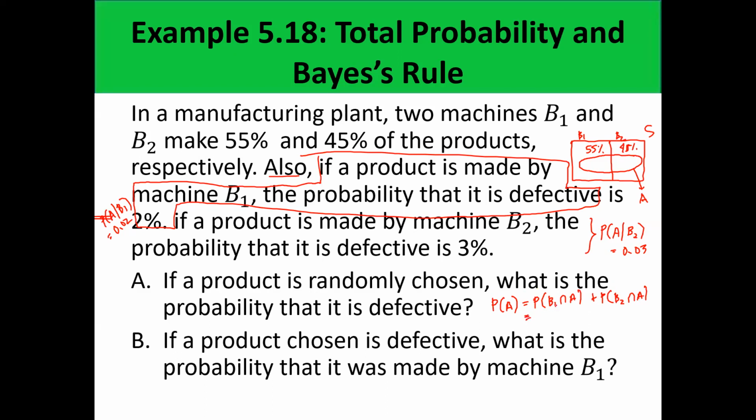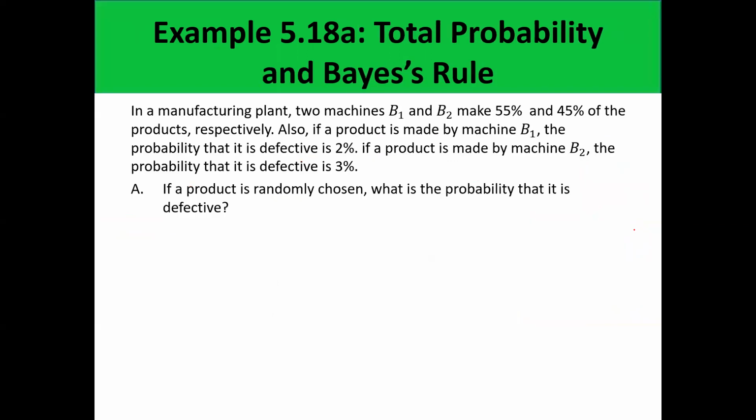So the probability of B sub 1 intersection A will be replaced by the probability of B sub 1 multiplied to the probability of A given B sub 1 plus the probability of B sub 2 multiplied to the probability of A given B sub 2. So now we have information about the probability of B sub 1, which is 55%, and the probability of A given B sub 1 is 2% or 0.02. The probability of B sub 2 is 45%, and the probability of A given B sub 2 is 3%. So we shall solve this in the next slide.